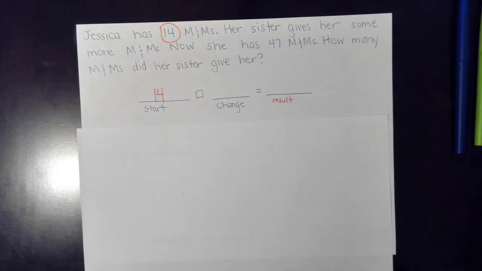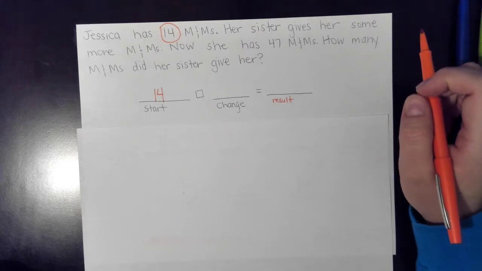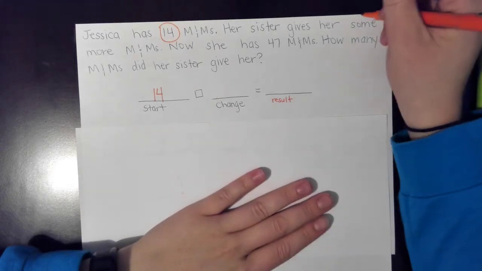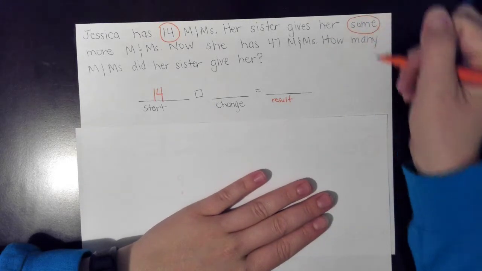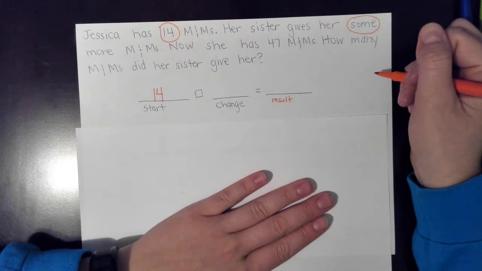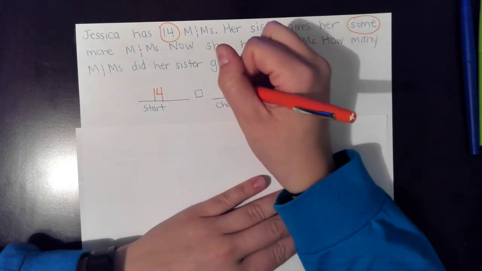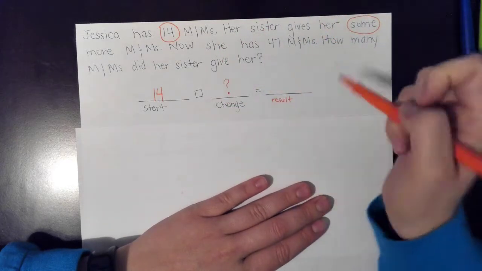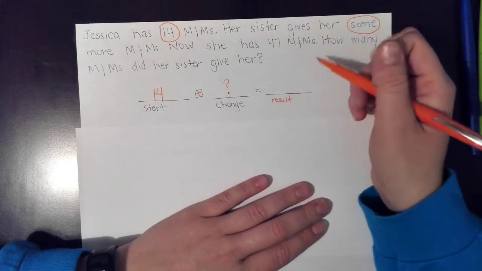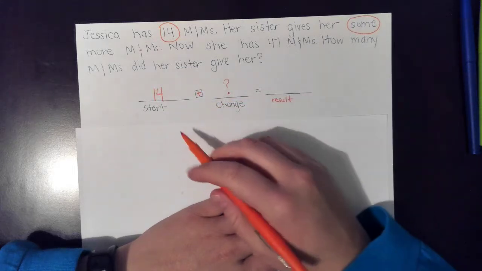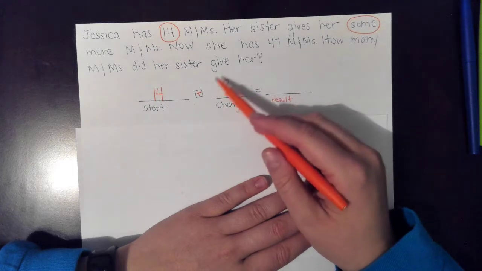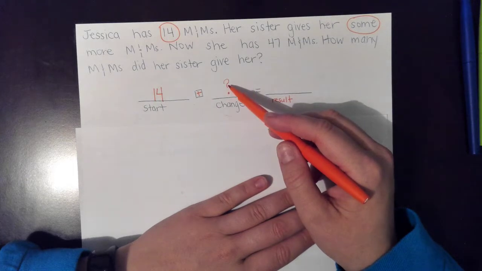Then it says her sister gives her some more M&Ms. Well, it doesn't tell me how many M&Ms her sister gives her. It just tells me her sister gives her some more M&Ms. I don't know how many that is, so I'm going to put my question mark here. Now, I do know that if her sister's giving her more, it does mean that I'm going to do an addition problem. That's what this would look like: you have some, you added some to it, and we're going to get a total. But for right now, I don't know what this change is that she did.